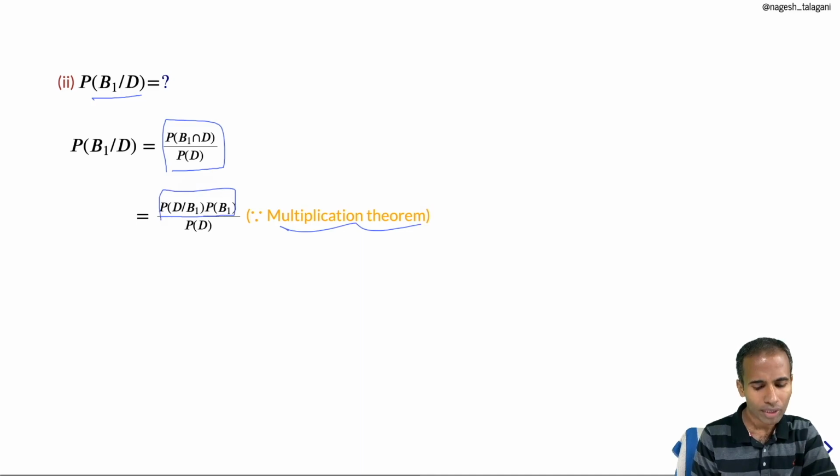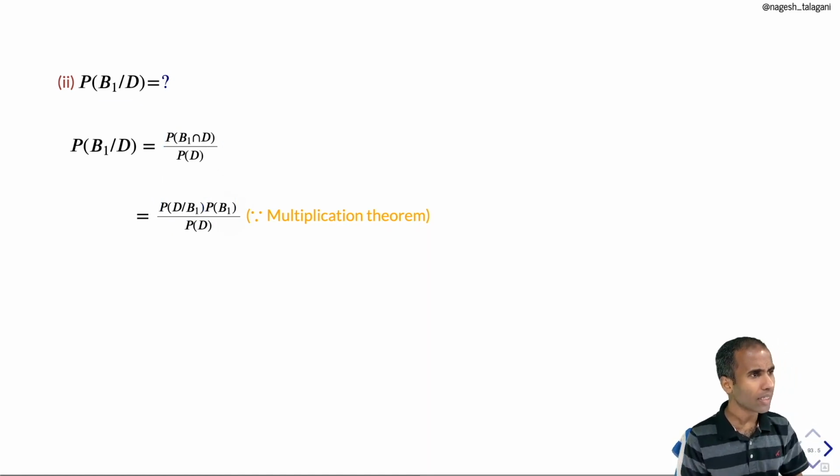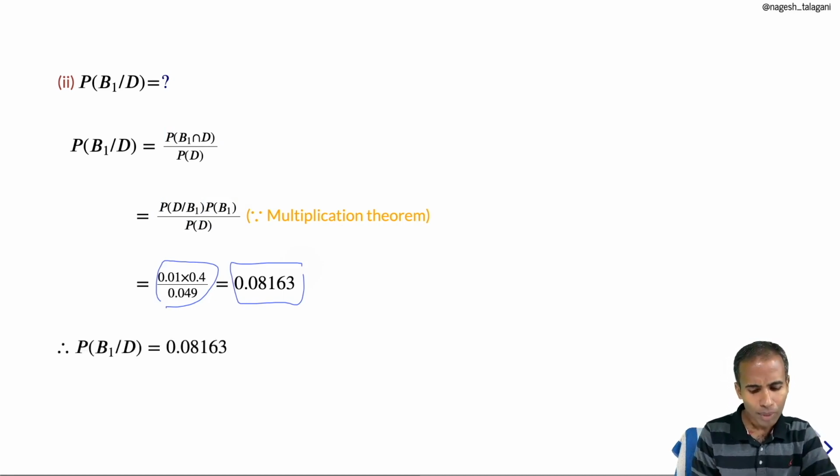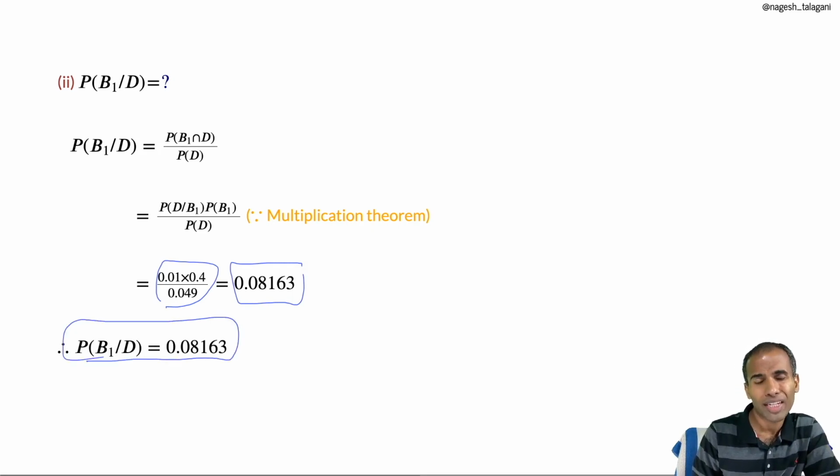Fine. Now we know everything here. Probability of D given B1 is 0.01, as 1% of supply from B1 is defective, and probability of B1 is 0.4, as 40% come from supplier B1, and probability of D we got from part 1 is 0.049. Now let's plug it here. So this whole thing gets simplified to 0.08163. Therefore, the probability of B1 given D is 0.08163. So we answered the second question.